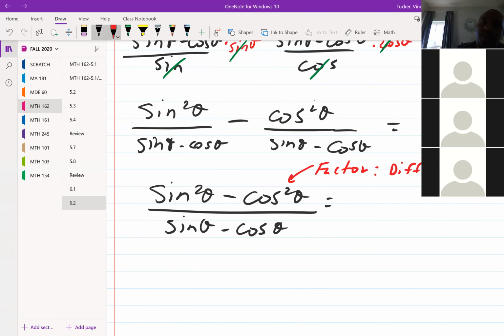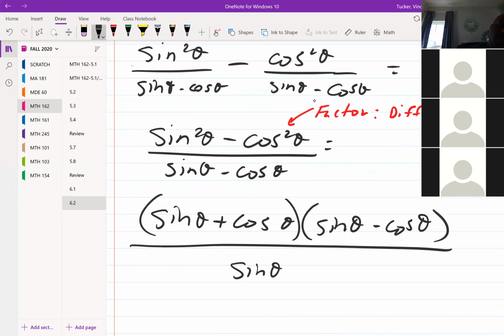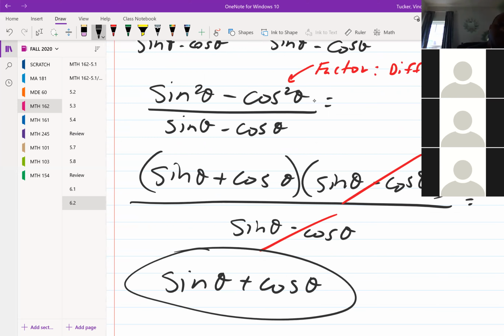So anyway, now that's going to be sine theta plus cosine theta times sine theta minus cosine theta, and that's all over sine minus cosine theta. And the quantity of sine minus cosine will cancel, leaving me with sine theta plus cosine theta, which is what I needed. Finally got there. Yep.